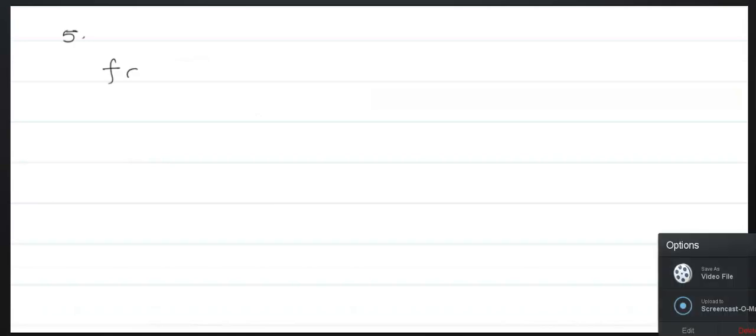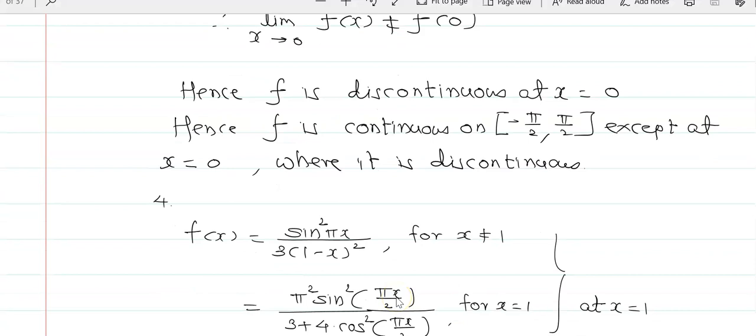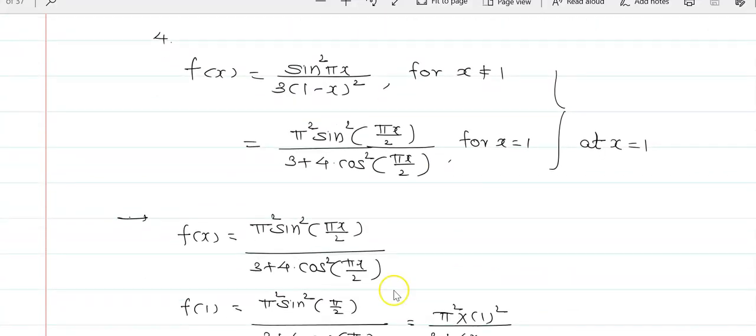Now next, let's see this here. Fourth one: f of x is equal to sin square pi x upon 3 in bracket 1 minus x bracket square for x is not equal to 1, and pi square into sin square pi x upon 2 upon 3 plus 4 cos square pi x upon 2 at x is equal to 1. It means that we have not been given the value. We have been given this trigonometric expression. For that we will find the value of f of 1 and then take the limit of this function, then evaluate it. Are they equal or not equal?